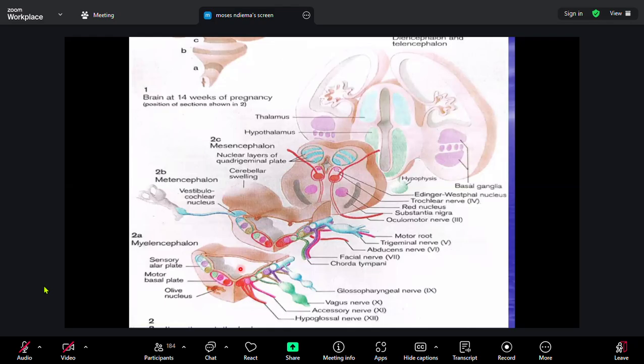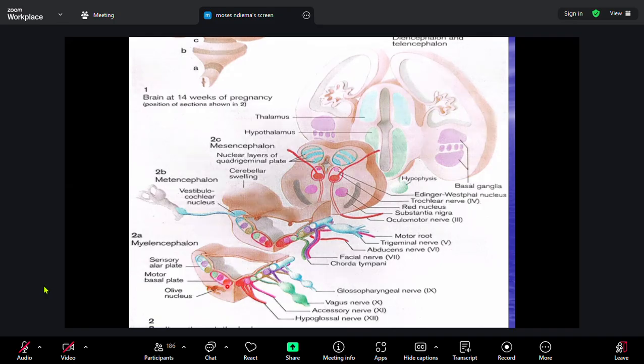Within the rhombencephalon, the roof plate becomes very thin, so that our tube now is like an open book, where we have our sulcus limitans here. So the whole of this is the alar plate, the whole of this is the basal plate, alar plate and the basal plate.